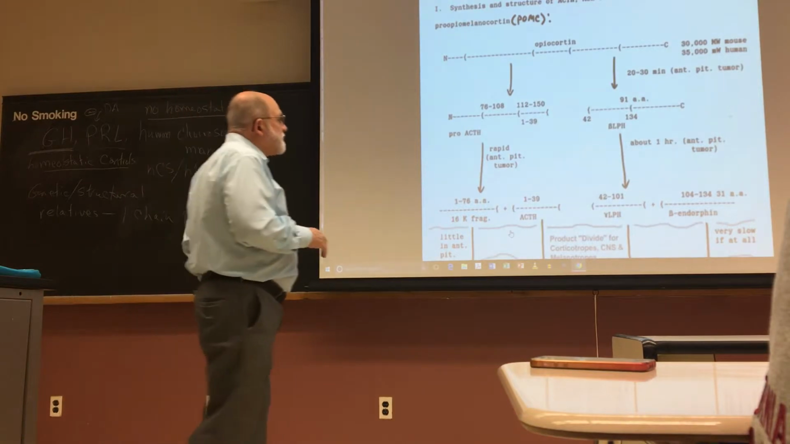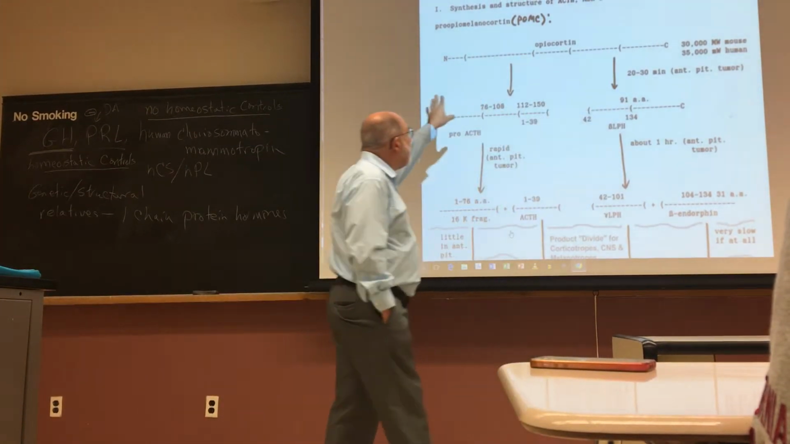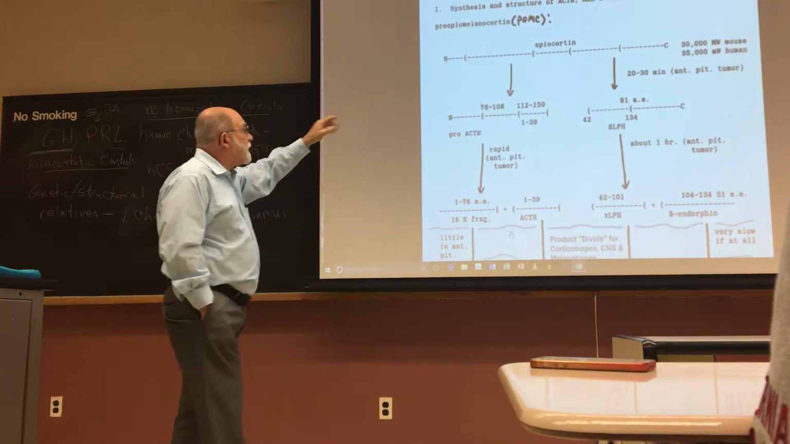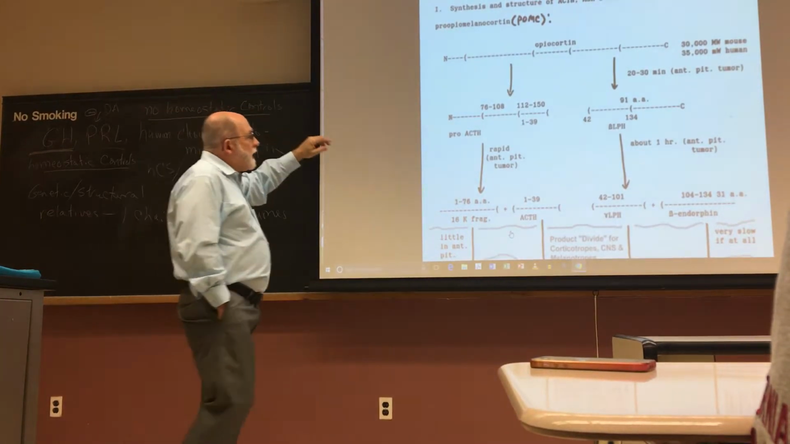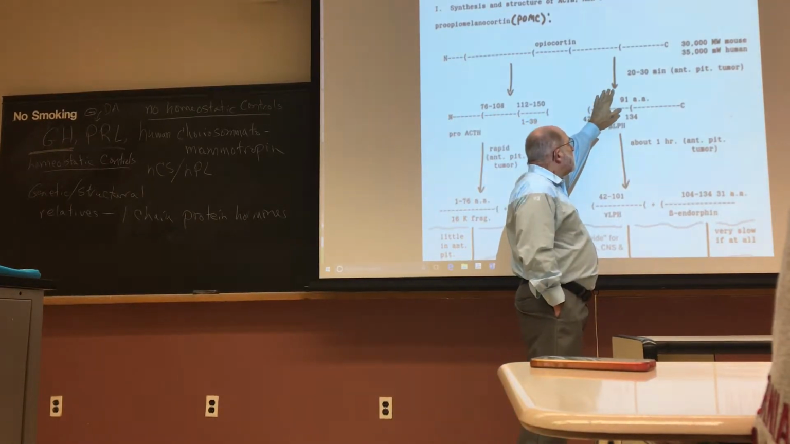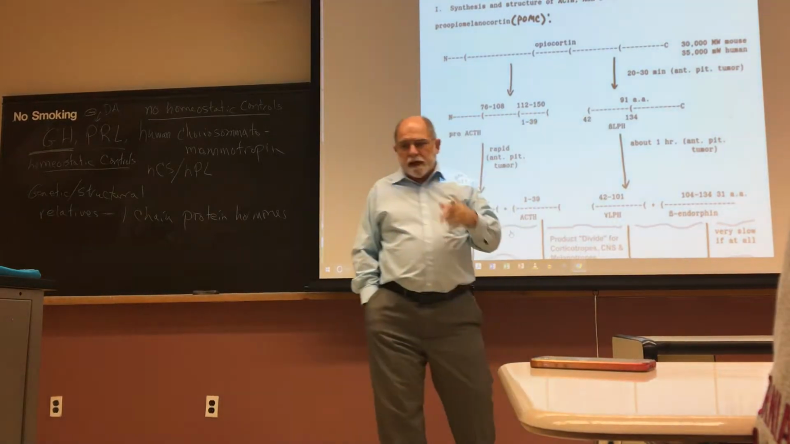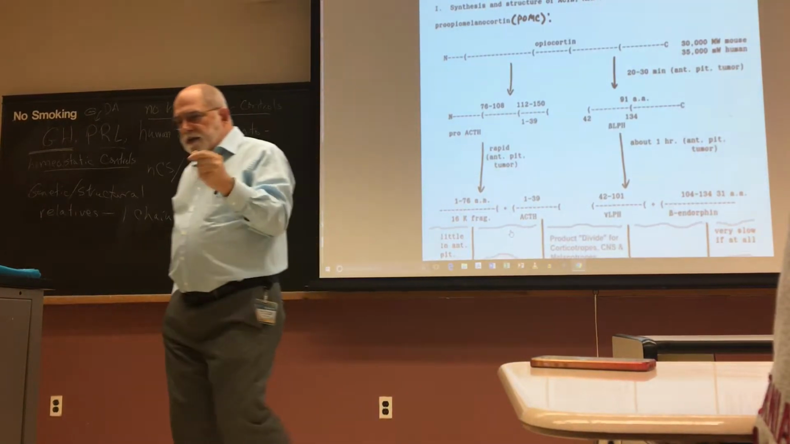Pro-opiomelanocortin is this 35,000 molecular weight protein translation product that is gradually cleaved post-translationally in the cells that make it.